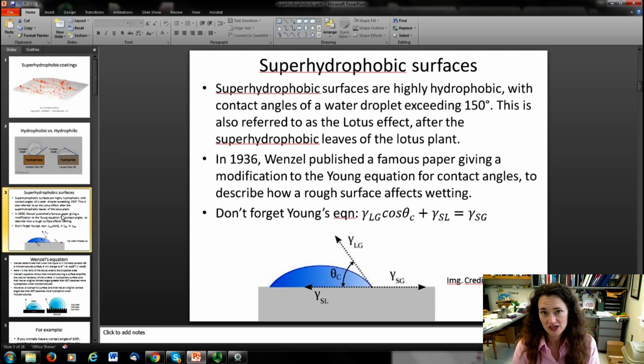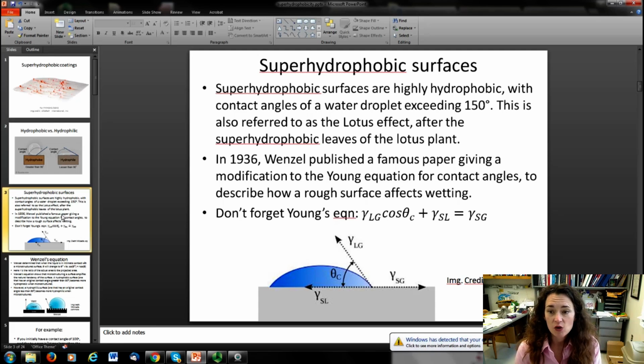exhibit this characteristic naturally. In 1936, Wenzel actually published a famous paper that gives a modification to the Young equation for contact angles, and it describes how a rough surface affects wetting. Now remember, your Young's equation is gamma LG times the cosine of the contact angle plus gamma SL is equal to gamma SG, where the gammas stand for the surface energies or surface tensions in question.